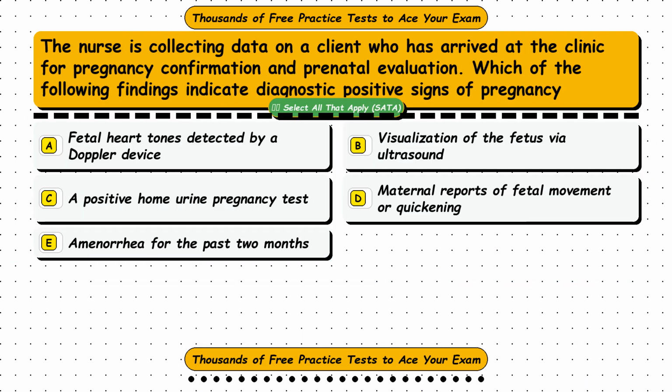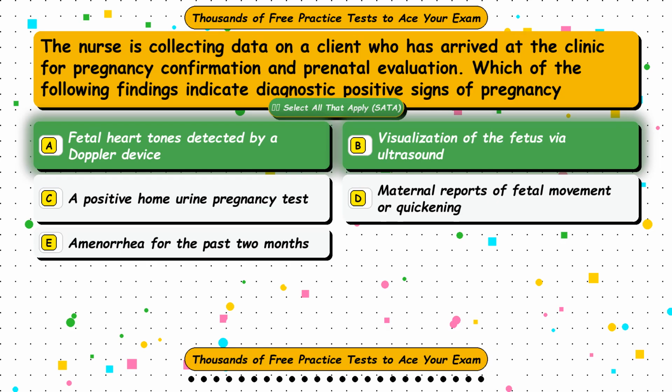Question 24. The nurse is collecting data on a client who has arrived at the clinic for pregnancy confirmation and prenatal evaluation. Which of the following findings indicate diagnostic positive signs of pregnancy? Option A. Fetal heart tones detected by a Doppler device. Option B. Visualization of the fetus via ultrasound. Option C. A positive home urine pregnancy test. Option D. Maternal reports of fetal movement or quickening. Option E. Amenorrhea for the past 2 months.